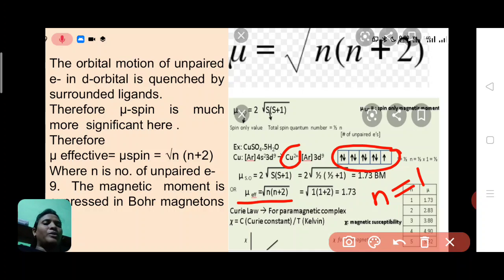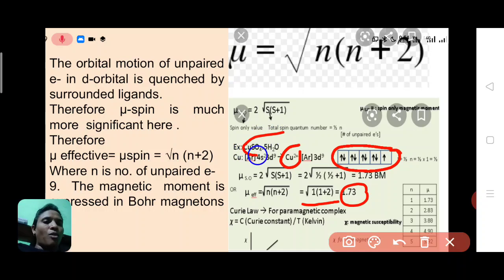Mu effective is equal to under root n in bracket n plus 2. So here n is equal to 1 because there is only one unpaired electron. So we will put 1 in place of n. That's why under root 1 in bracket 1 plus 2. So the answer is 1.73. So the magnetic moment of this copper sulfate complex is 1.73.